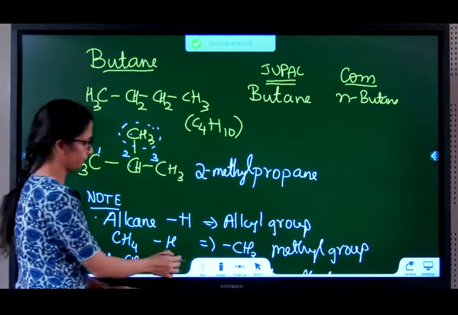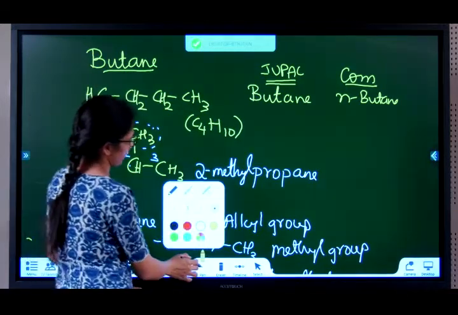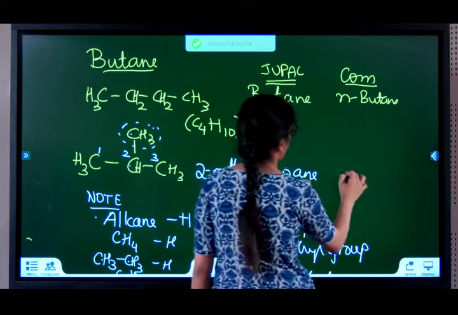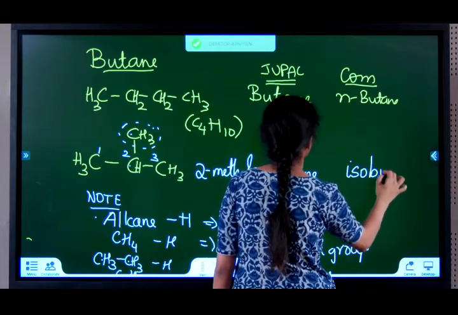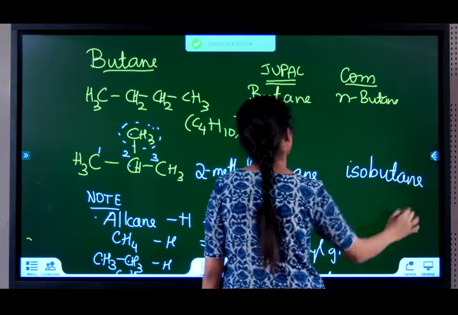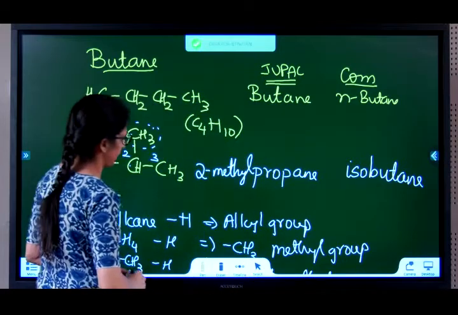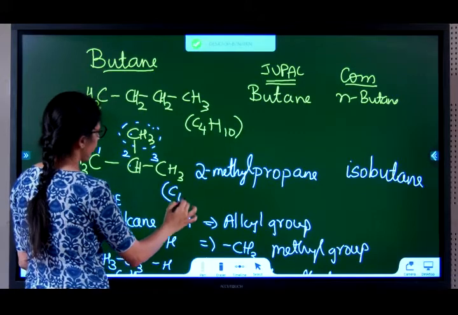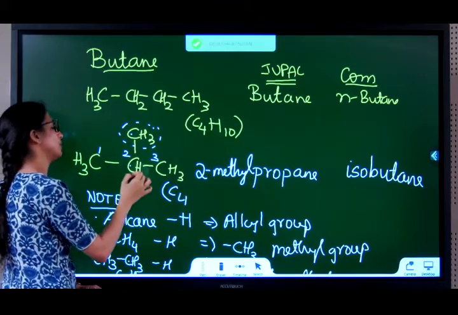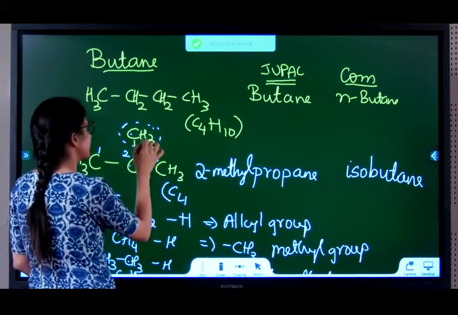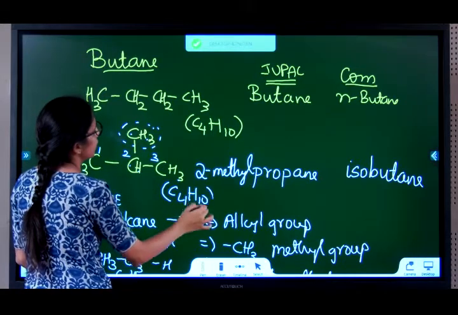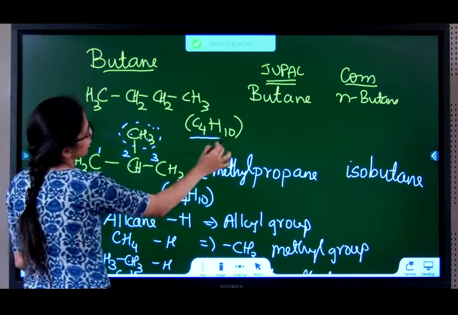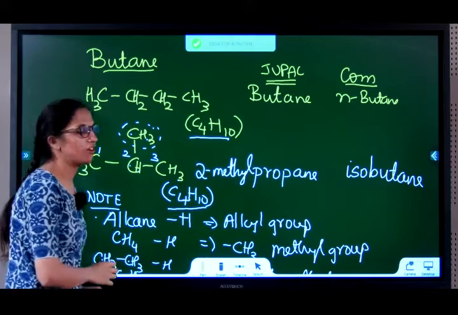2-methyl propane. The common name of this compound is isobutane. What is the formula of this compound? C4, count the H's: 3 plus 1, 4, 4 plus 3, 7, 7 plus 3, 10. C4H10. This is also C4H10.